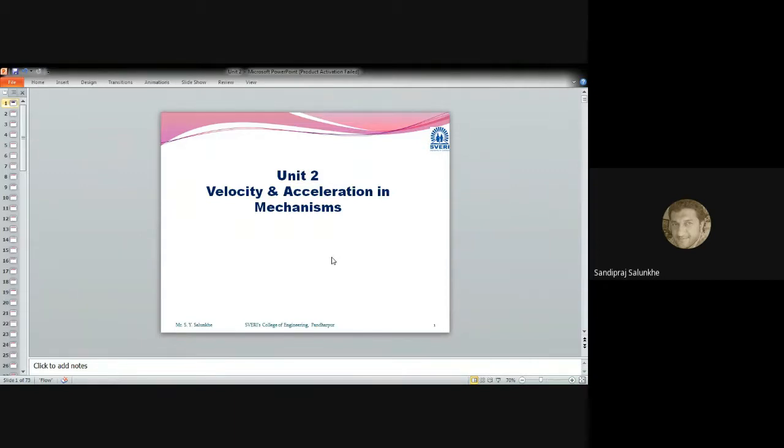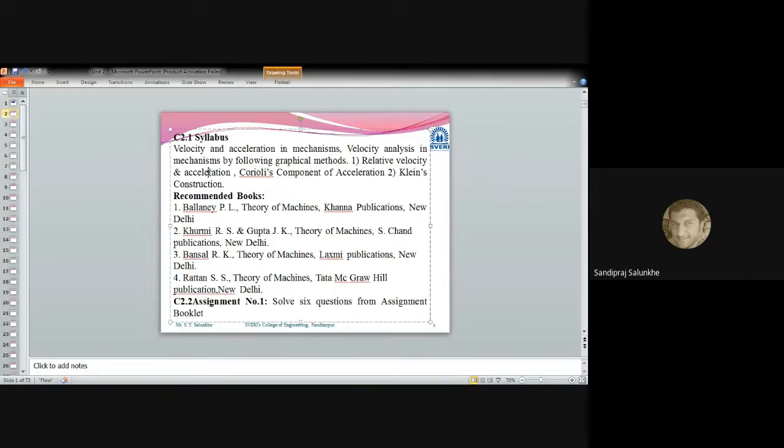So unit number 2 is related to the velocity and accelerations in mechanism. As previously discussed, once you understand what the mechanism is, we have to move further and calculate some kinematic parameters. These kinematic parameters are displacement, velocity, acceleration, then jerk. Why do we call them kinematic parameters? Because they are related to motion, and kinematics is the study of motion only.